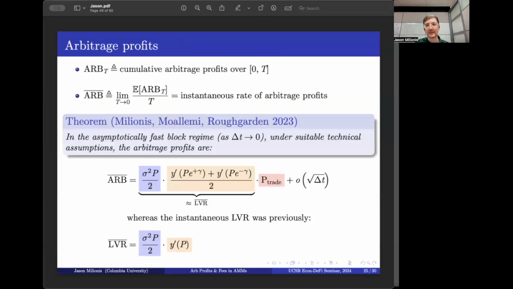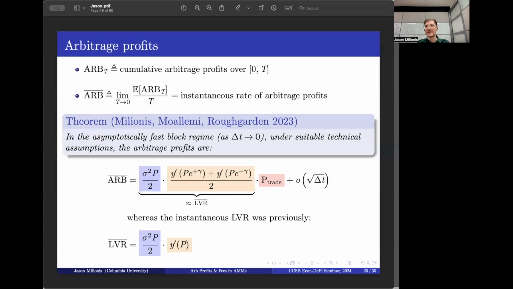So now what we're going to do is express the cumulative arbitrage profits that you obtain over some interval. Let's denote these by arb sub t. What we're actually going to focus on right now is the instantaneous rate at which you observe these arbitrage profits. That's basically a time average of the cumulative arbitrage profits, and it roughly captures the notion that you saw inside the integral of lever. So that roughly captures the instantaneous rate that you're actually losing due to adverse selection.